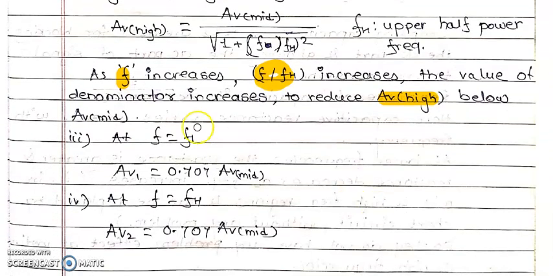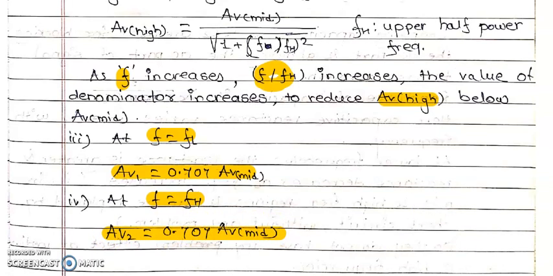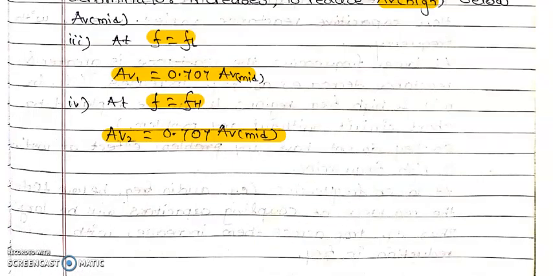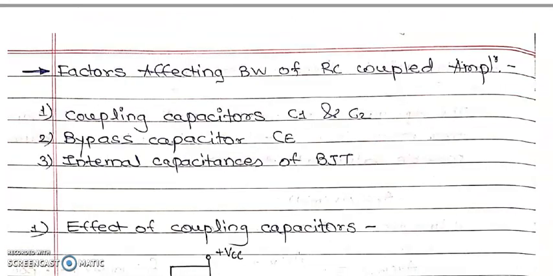At exactly the cutoff frequency, when F is equal to FL, if you put F equal to FL and calculate, then the voltage gain is 0.707 times AV mid. Similarly, exactly at the higher cutoff frequency, when F is equal to FH, the voltage gain is 0.707 AV mid. So this way we can calculate the voltage gain in different frequency regions.